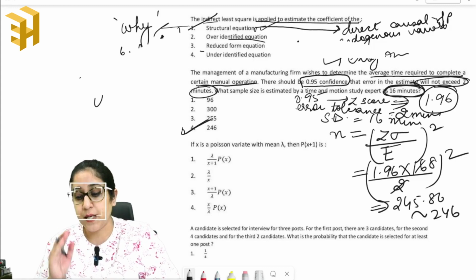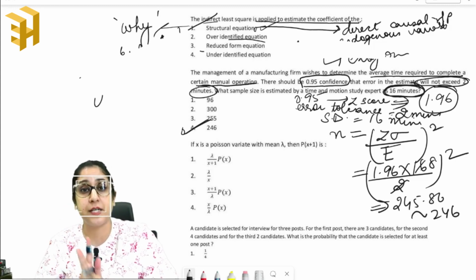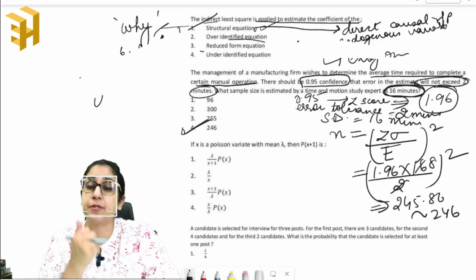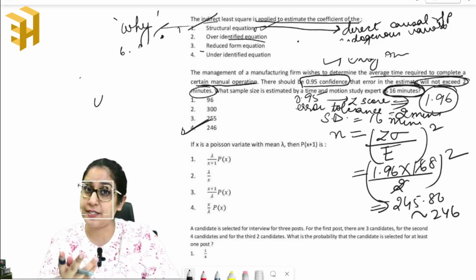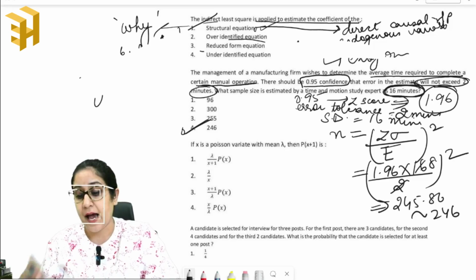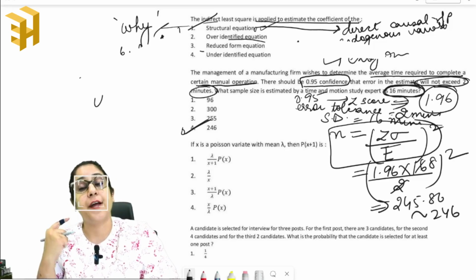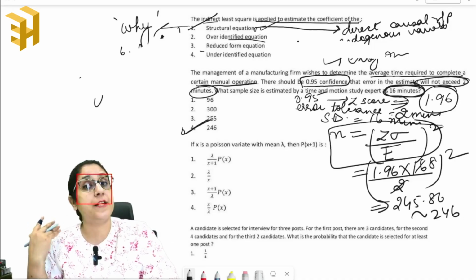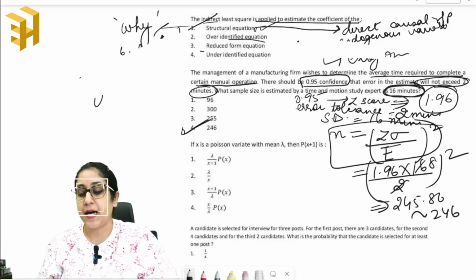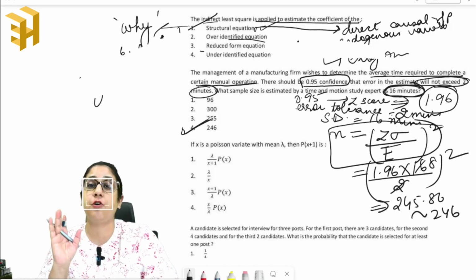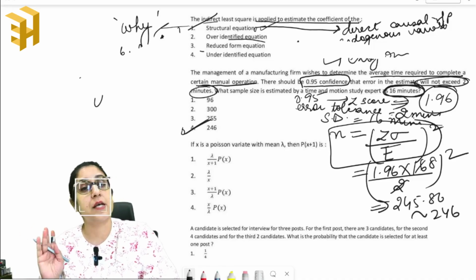Okay, so here are two things that you need to keep in mind: the Z score for 95%, 99%, 92% and 90%, and these respective formulae for Z and for F table, for F test, for T test and so on. Right, so these are two very important things that you need to note down, you need to memorize before your UGC NET economics exam.